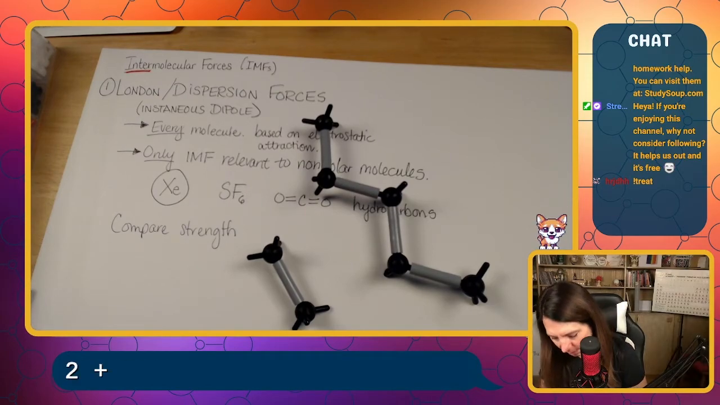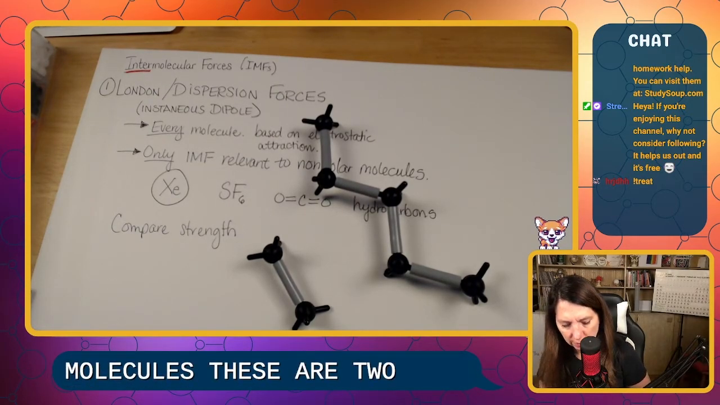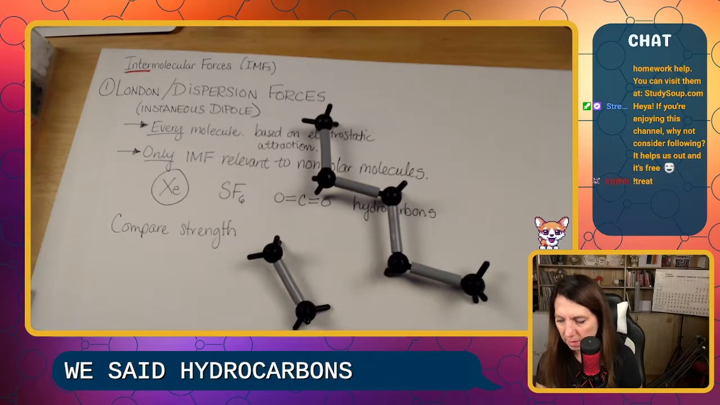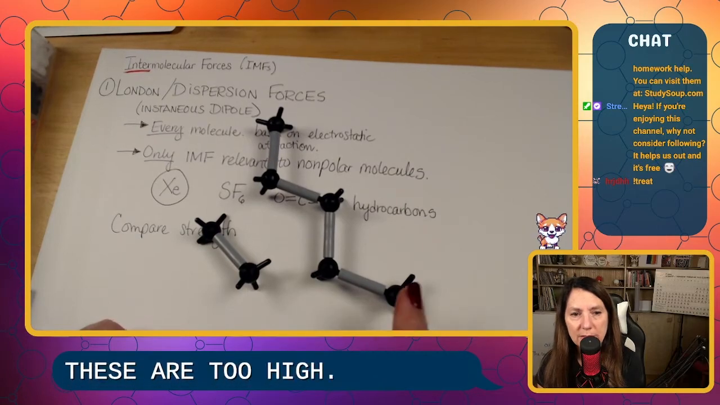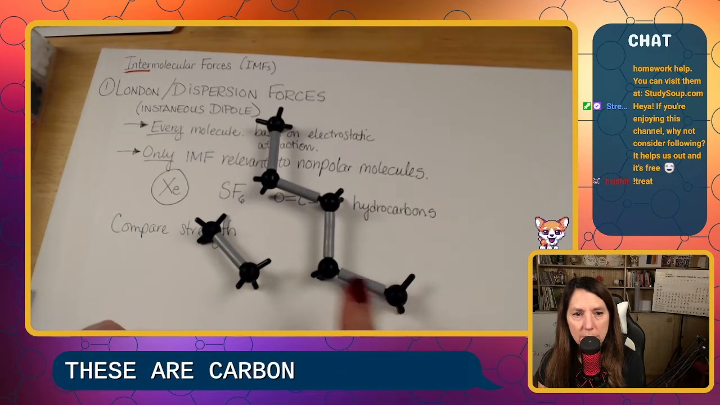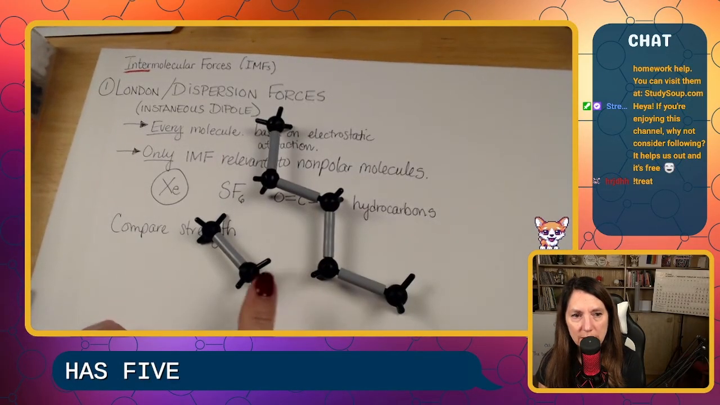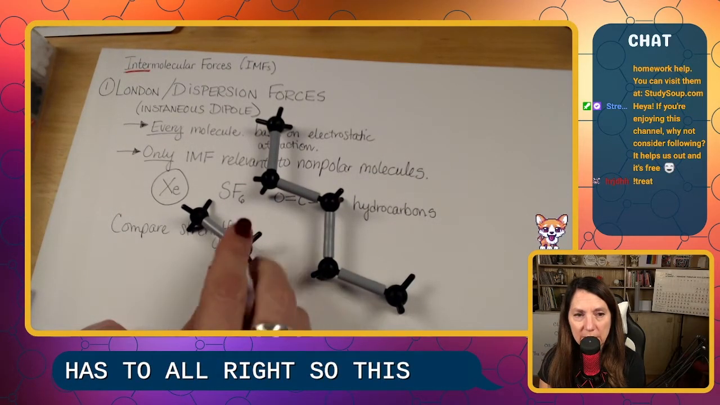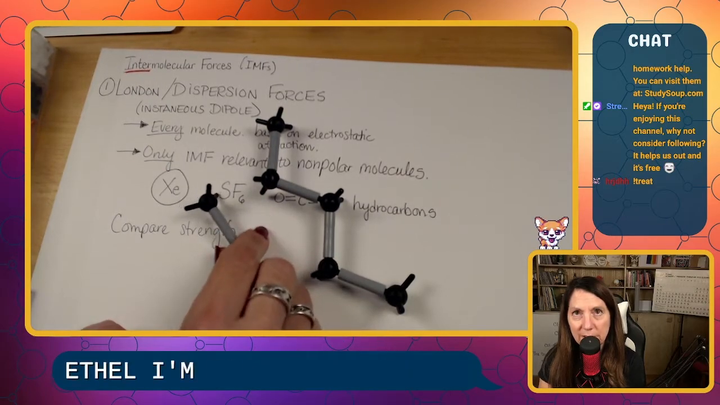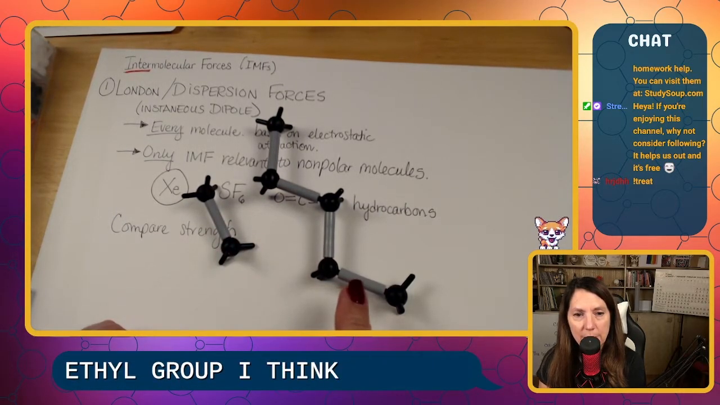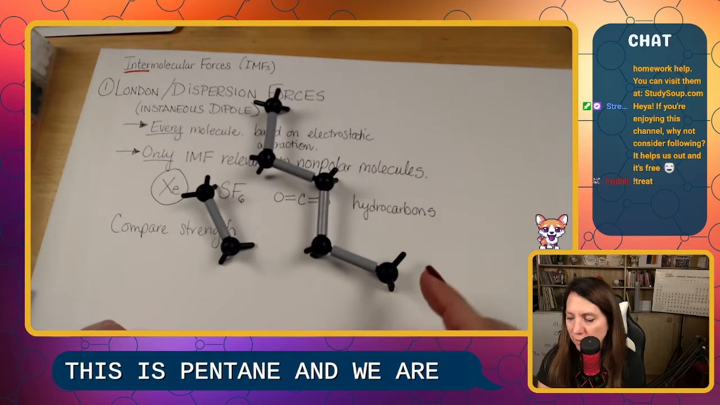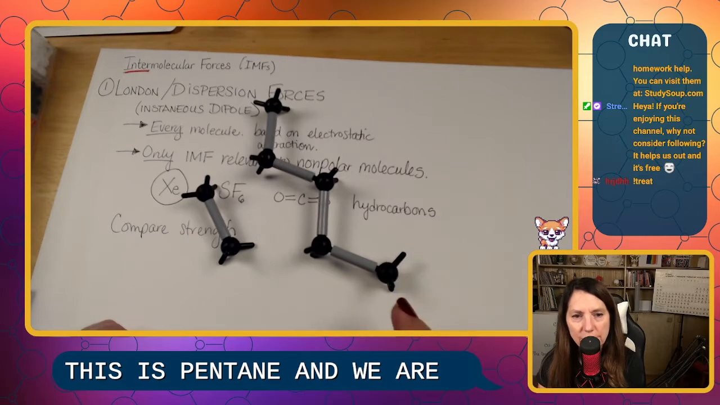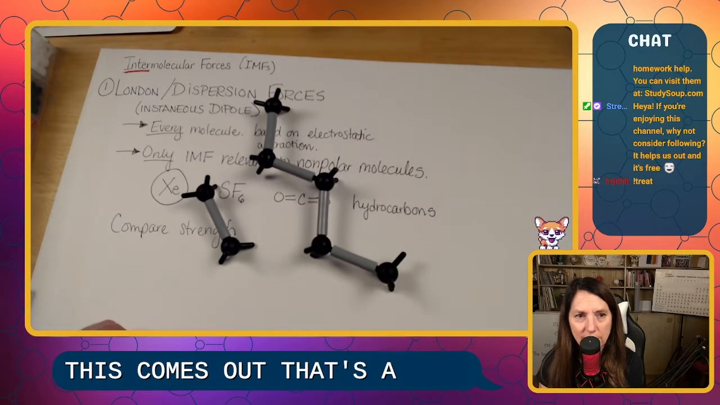So let's look at these two molecules. These are two, as we said, hydrocarbons are nonpolar. All right. And these are two hydrocarbons. These are carbons. This one has 5 carbons. This one has 2. All right. So the name of this is ethyl. I'm sorry. Well, it's an ethyl group, ethane. And this is pentane. And we are assuming all the hydrogens are there. Like, see where this comes out? That's a little hydrogen bonded there, hydrogen bonded there, and all of that.